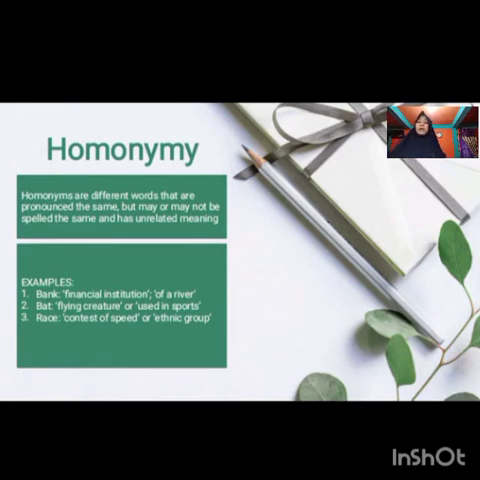For example, the homonyms of bank are financial institution or the side of a river. And another example is bat. The homonymy of bat is flying creature.